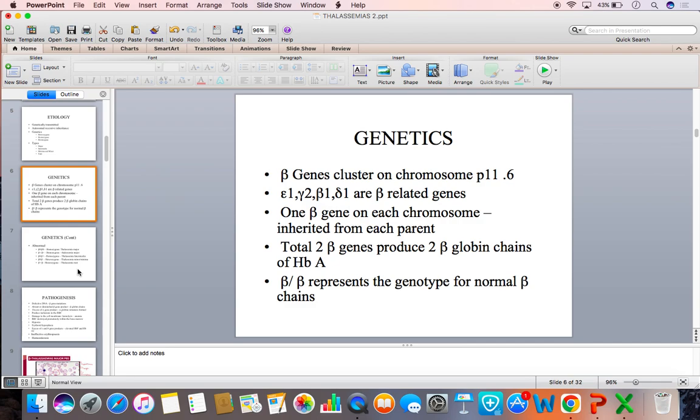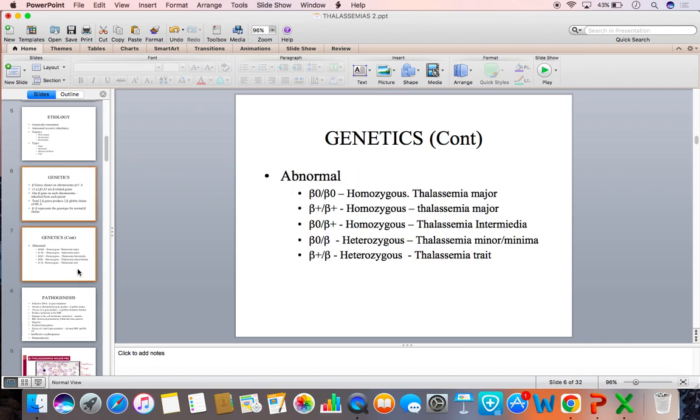In the event there is reduced production of the beta globin chains or absent formation of the beta globin chains as a result of the mutation of the genes that control the synthesis of beta chains, there results an imbalance in the quantum of the alpha globin chain and the beta globin chain. Okay, that leads to the manifestations of beta thalassemia, which we are going to talk about in the pathogenesis.